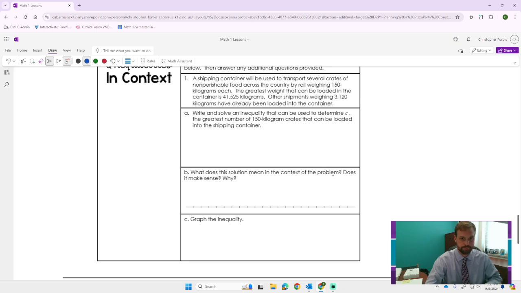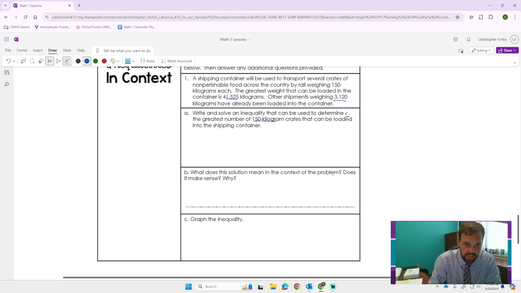A shipping container will be used to transport several crates of non-perishable food across the country by rail, weighing 150 kilograms each. The greatest weight that can be loaded in the container is this. Other shipments weighing this many kilograms have already been loaded into the container. Write and solve an inequality that can be used to determine C, the greatest number of 150 kilogram crates, so the number of crates is C, that can be loaded into the shipping container.